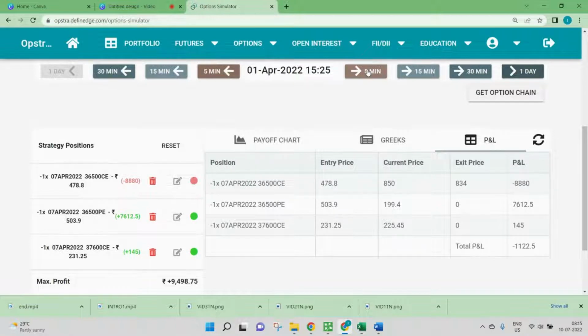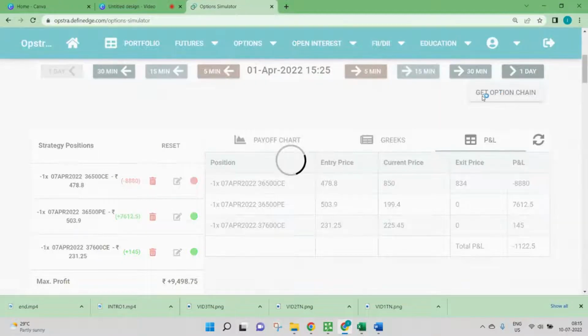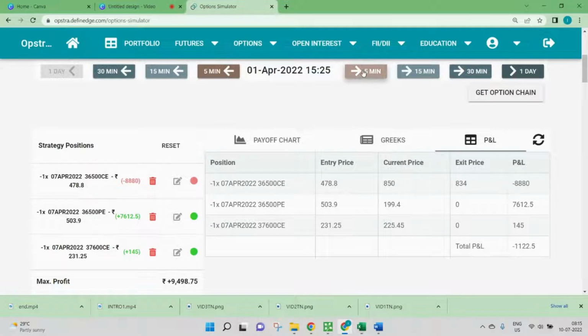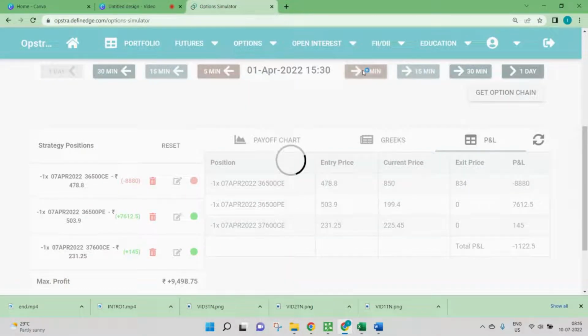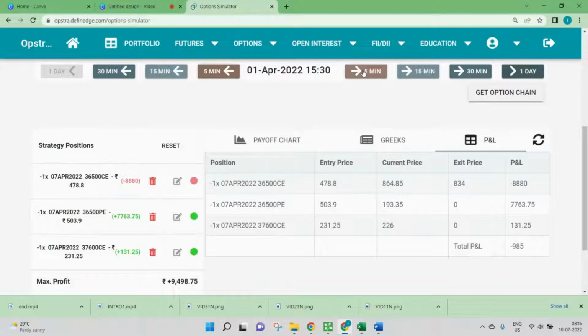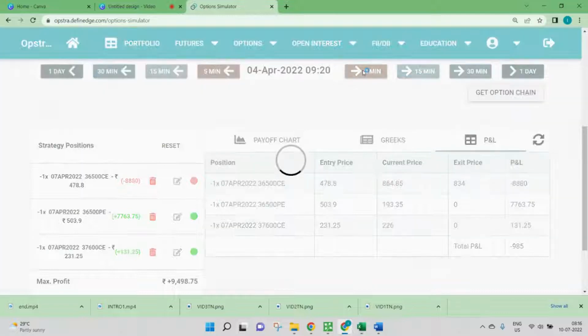Opstra will again go out of memory, it looks to me. Anyway, let us see till it sustains. So PE is at 199, CE is at 225 at 3:25 p.m. So we don't need any adjustment as such here, so we go further.